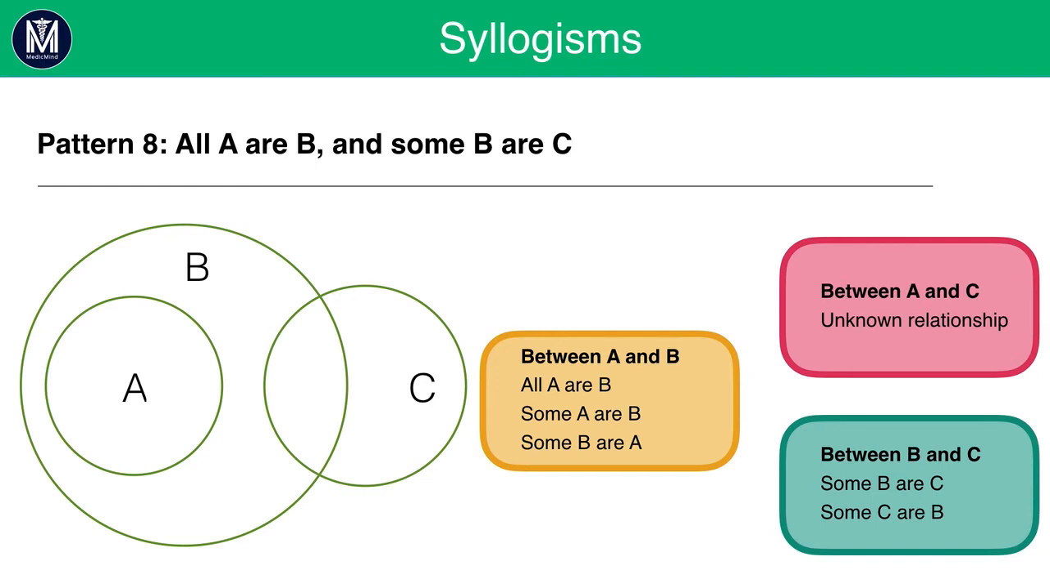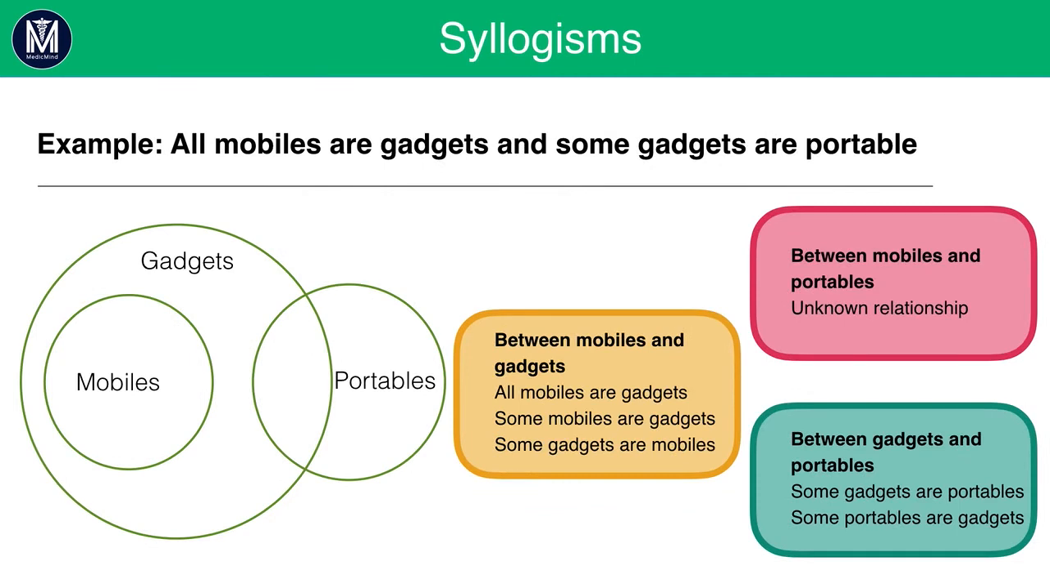An example: all mobiles are gadgets and some gadgets are portables. Between mobiles and gadgets, this is a very straightforward relationship. All mobiles are gadgets, some mobiles are gadgets, and by the same logic, some gadgets are mobiles. Between gadgets and portables, again, a relationship we've seen very often now. Some gadgets are portables, and so some portables will be gadgets.